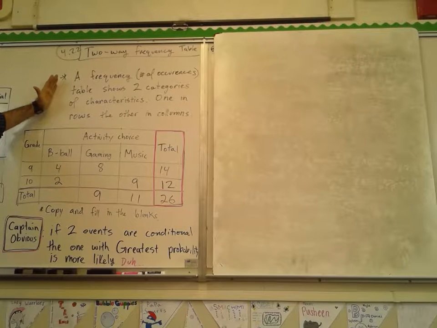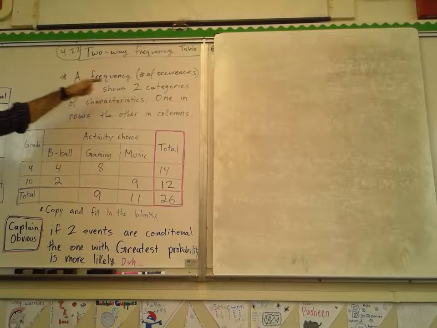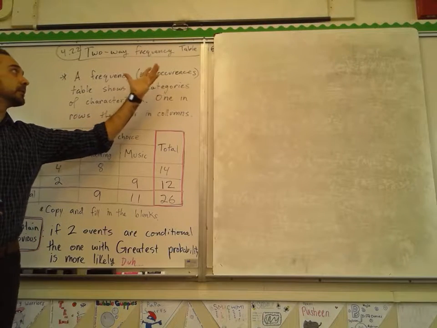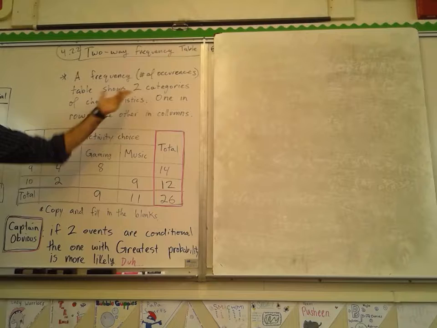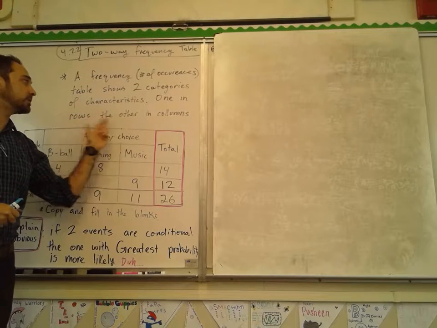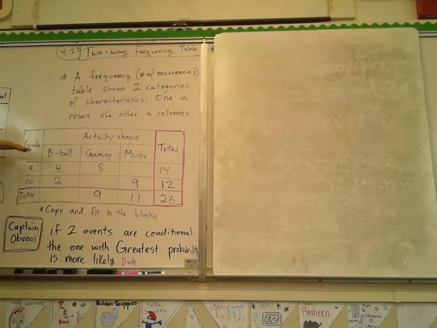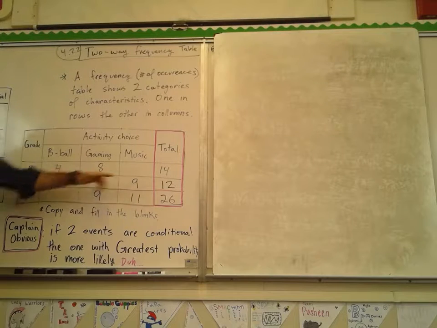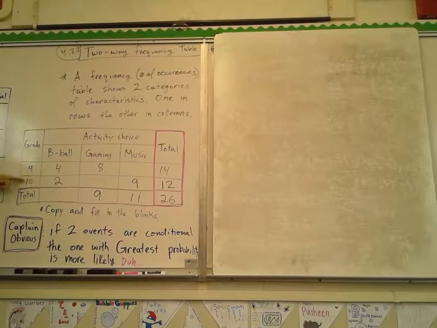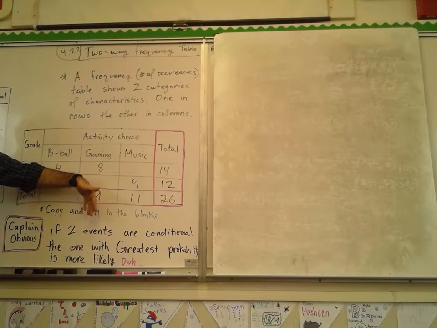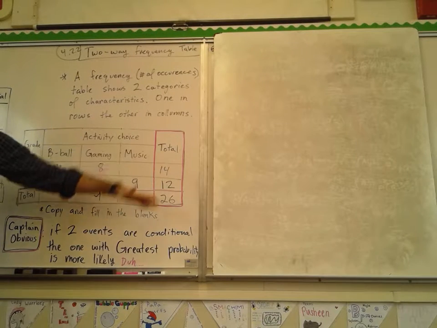Okay, a frequency is the number of occurrences. A frequency table shows two categories of characteristics, one in rows, the other in columns. So what are my categories as far as my rows go? What are we showing here? There's two of them: the grades, 9th grade and 10th grade, right? And then in the columns we have basketball, baseball, gaming, music, and then we have the totals on both sides.